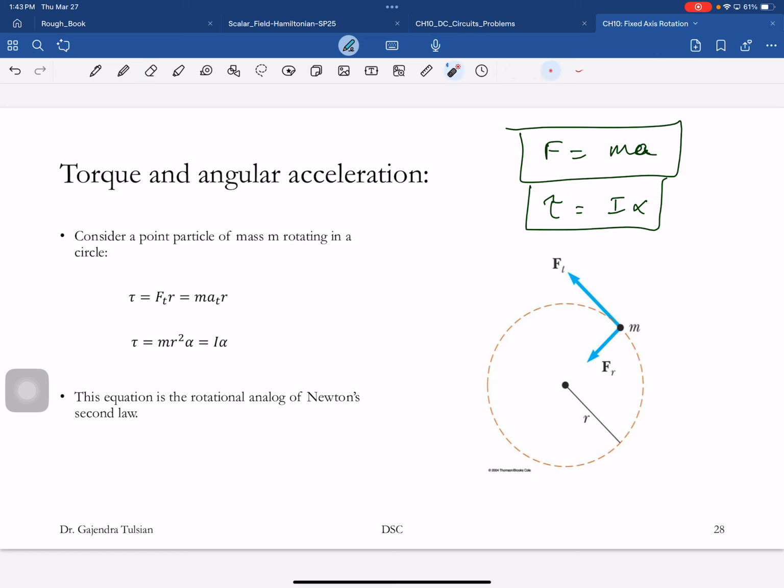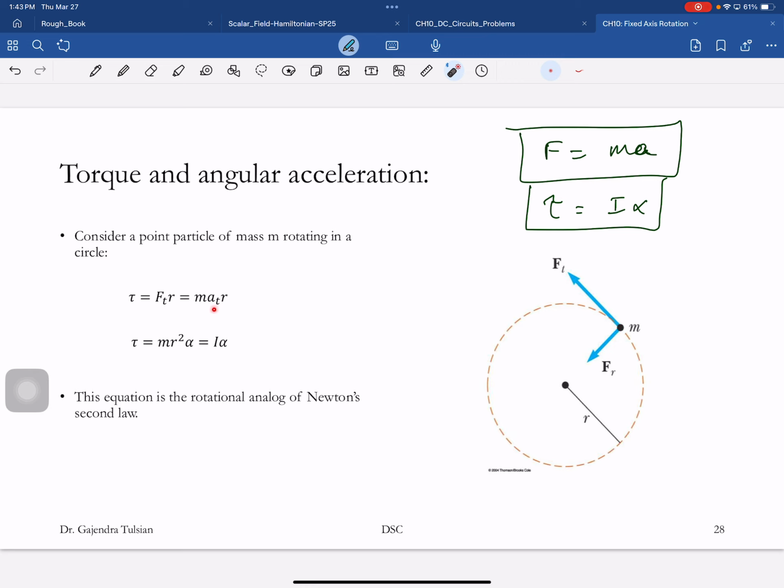So here's a sort of cooked up example. Imagine a ball attached to a string, and this is rotating. You're going to apply a force to the ball, and so the ball is going to accelerate. It's going to have a tangential acceleration, except that it's confined to move in a circle. The torque is the tangential force times the moment arm.